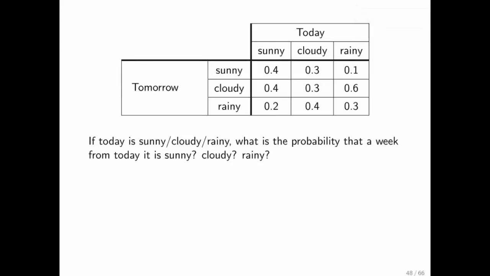What now if we want to know what the probabilities are for a week from now, given that today it's sunny, cloudy, or rainy? Well, we know how to do that now. That's a matter of doing a bunch of matrix vector multiplies. But it's a lot easier if we use the computer to do the heavy lifting for us, and I'll see you in the next video.